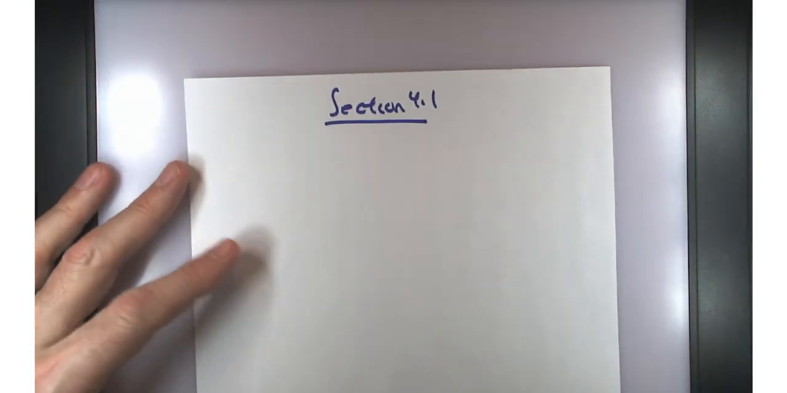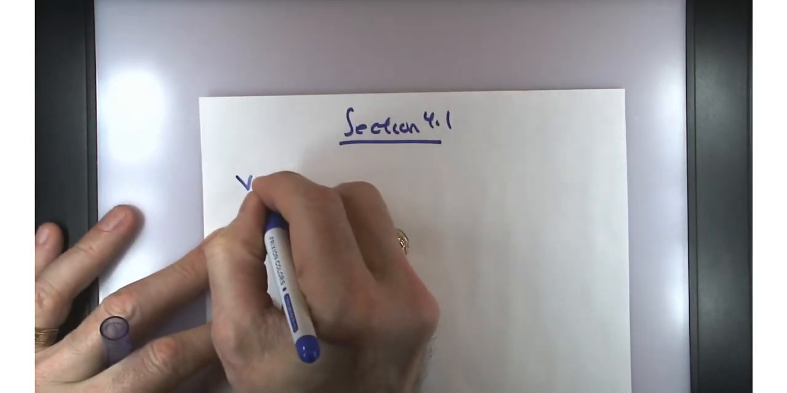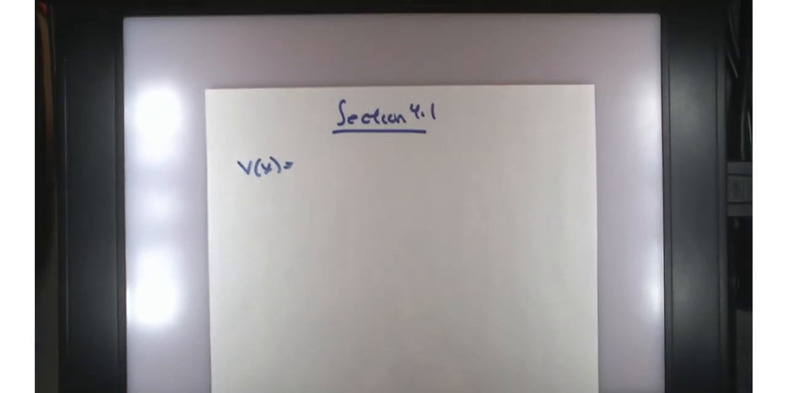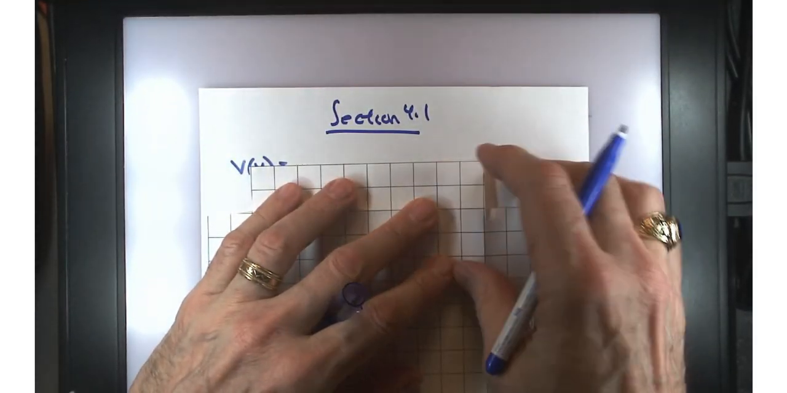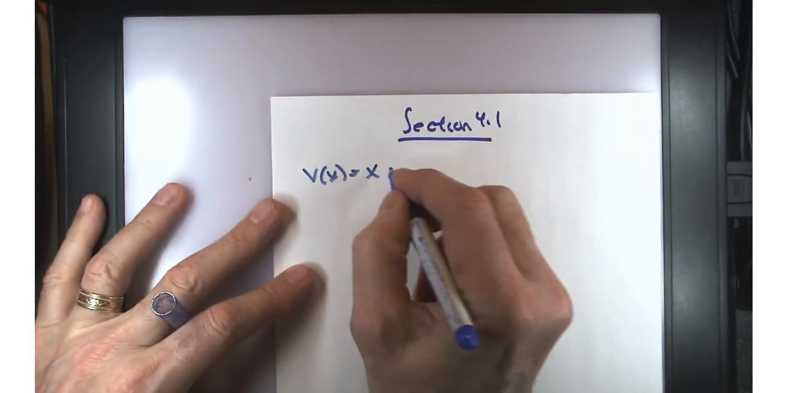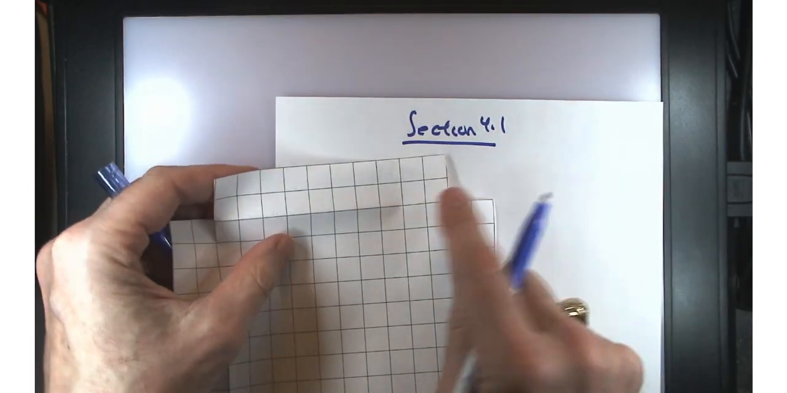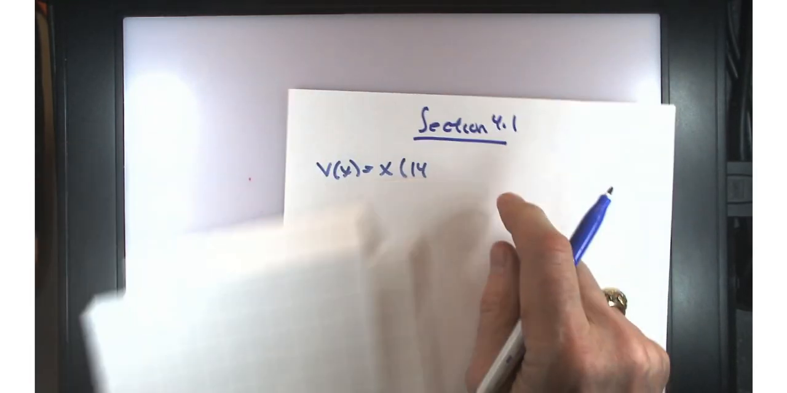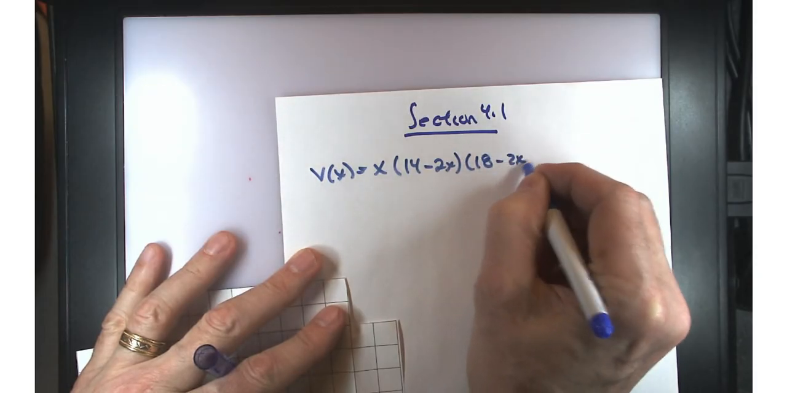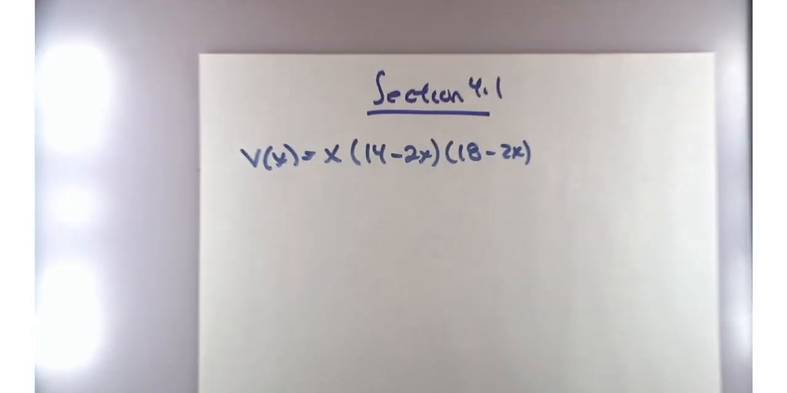So let's calculate the volume, V of x. I'm going to be cutting out a certain number of squares, so I'll call that x. So that's going to be the number of squares I cut out. And then in the one direction I have 14 squares, and I'm cutting them out here and here, so I'm going to subtract 2x. And from the other direction I'm subtracting 2x from 18. So that's a formula that tells me the volume of my box.